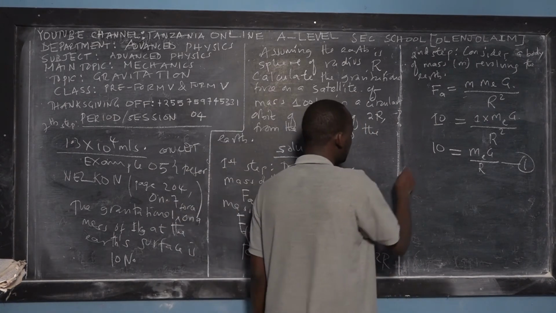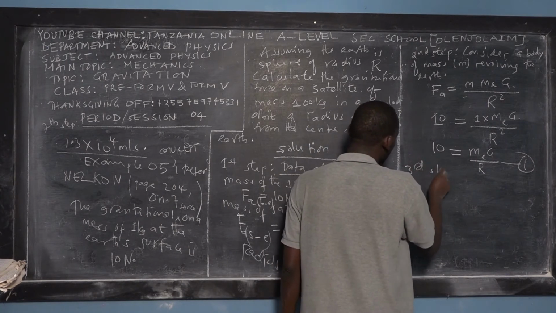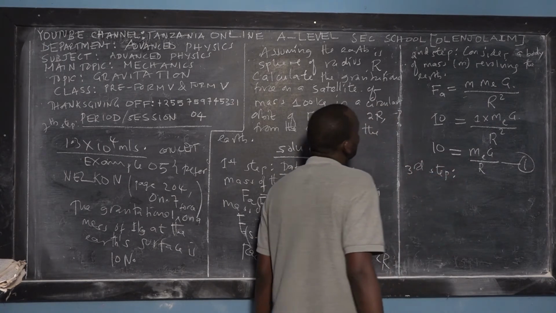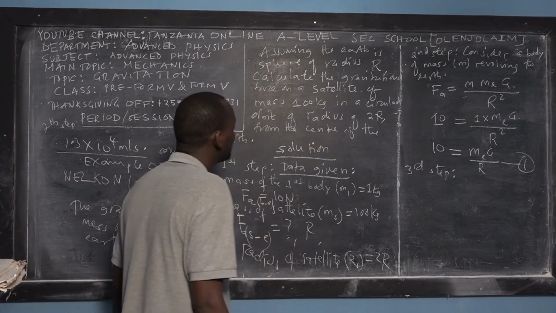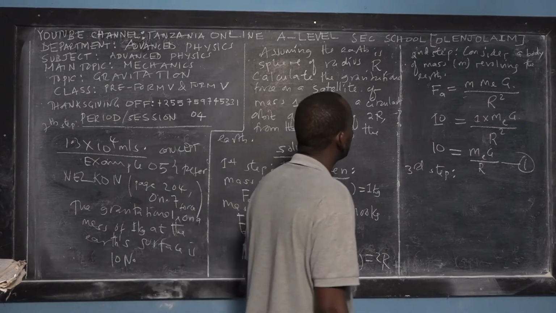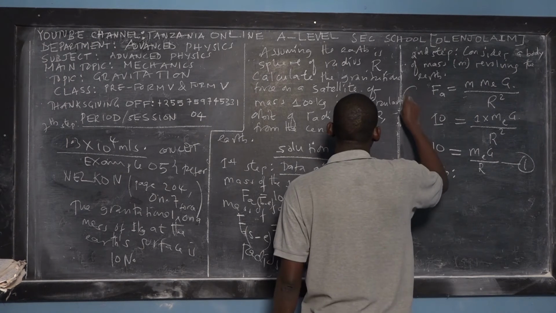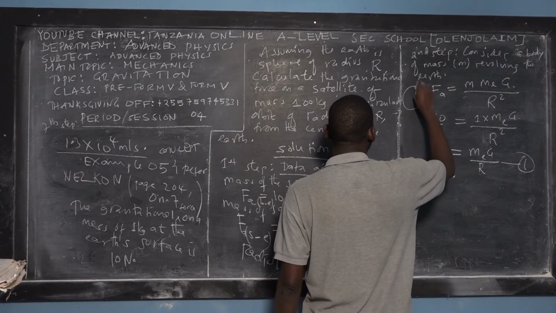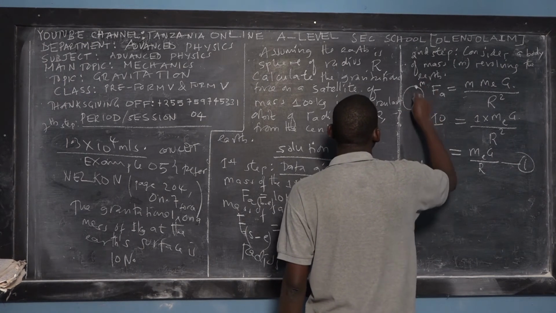So we go for the third step. Third step, we say that now we have the satellite. Remember that for this case, if you want to sketch, just sketch this way. This is the body M, it's the Earth.